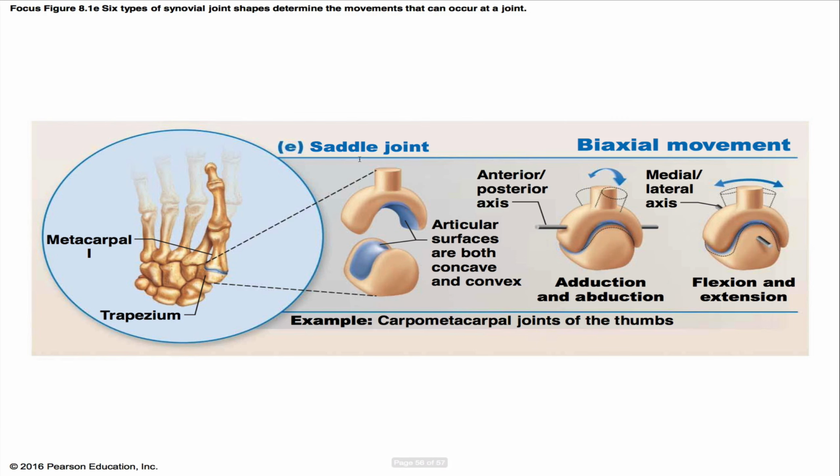Now, as I said, the saddle joint resembles the condylar joint, but remember, in the condylar joint, the shapes were both oval, and that was a key distinguishing characteristic. In the saddle joint, one area is concave and the other is convex, but it's not oval in its shape. So this example occurs at the carpometacarpal joint of the thumbs, and the motions that you get over here are biaxial movement. So again, for the anterior posterior axis, you're going to get adduction and abduction, and then for the medial lateral axis, you're going to get flexion and extension to take place.